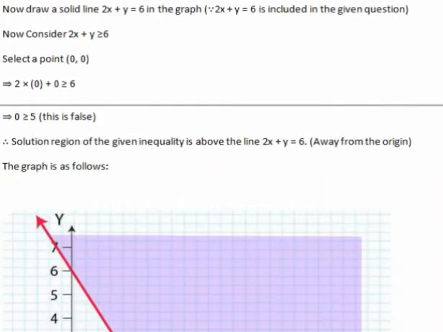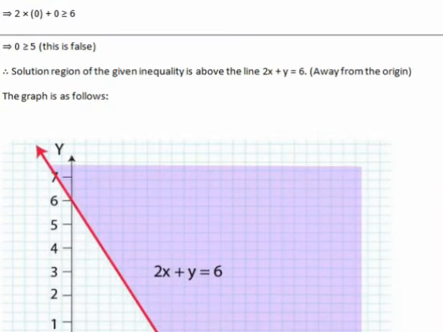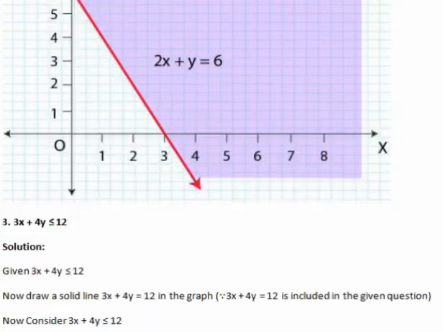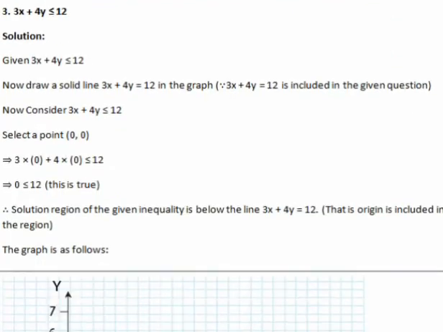Now see, the graph is as follows. Here we draw the line 2x + y = 6. Since the inequality is false at the origin, the shading is above the line. Similarly, see the next question: 3x + 4y ≤ 12. In the graph, we put (0, 0) once again.